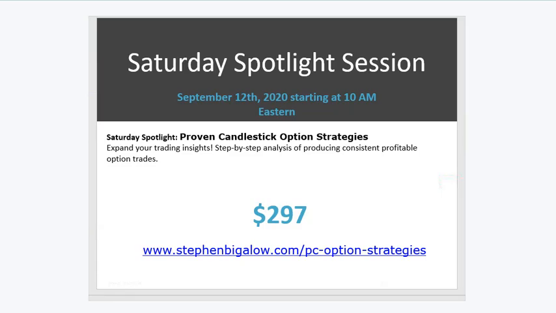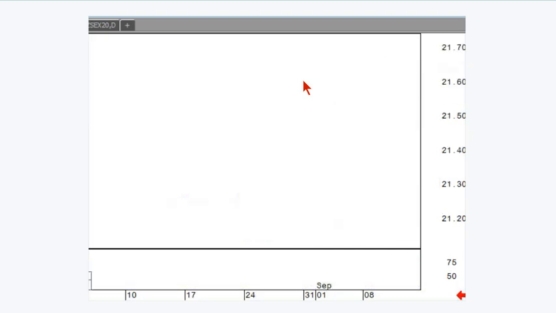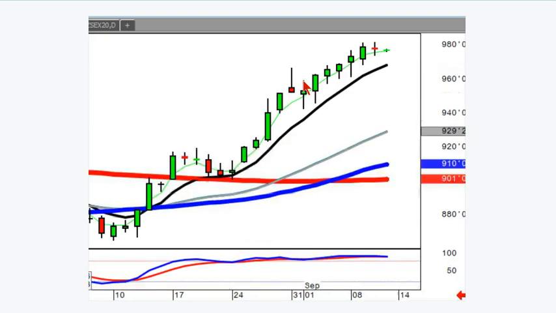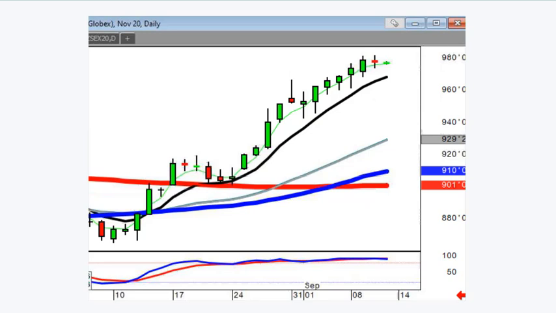Okay, so let's take a gander at what's been happening in the markets. Whoops. That's not where I want to be. Oh, that's what I'm trying to do, is get the chart in here. All right.